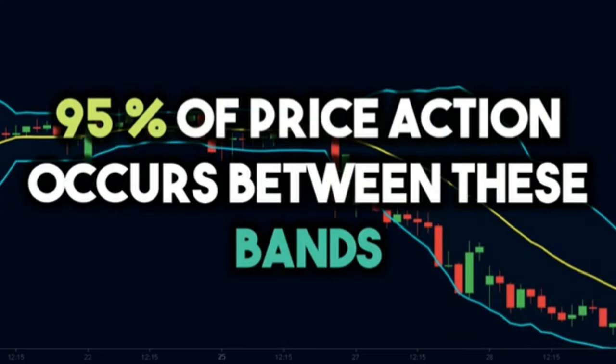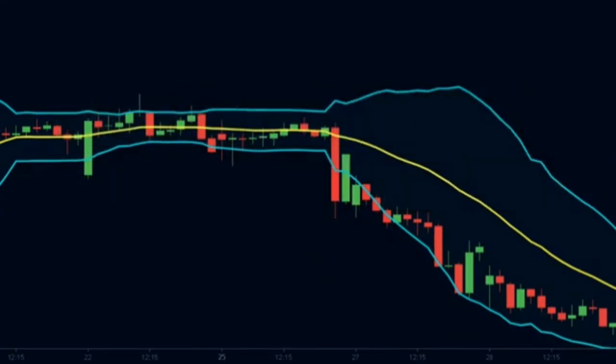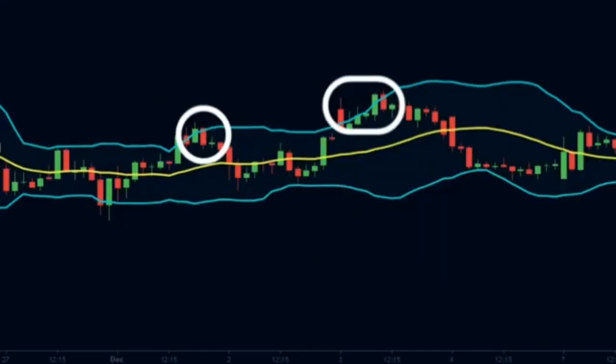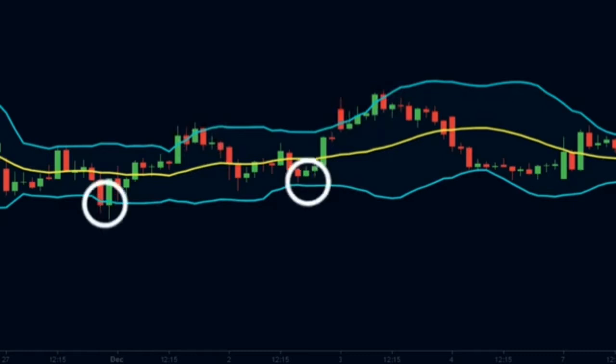95% of the price action is contained within these bands. Hence, if the price comes near the upper band, we can say that the price is overbought and it may reverse on the downside. Similarly, if the price is near the lower band, we can assume the price to be oversold and an upside move can be expected. This is not always true.